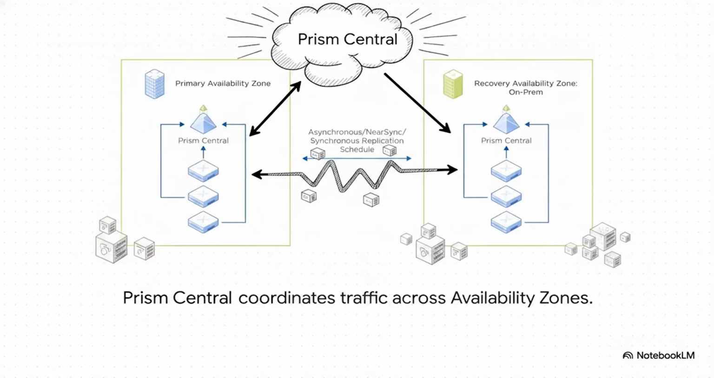And this concept brilliantly illustrates how disaster recovery functions across physically isolated locations, which we call availability zones, or AZs. Basically, an instance of Prism Central represents an AZ. You've got your primary availability zone communicating seamlessly over an asynchronous, near-sync, or synchronous replication schedule to a recovery availability zone. Prism Central acts as the overarching brain here, coordinating all this complex traffic across all the underlying clusters.